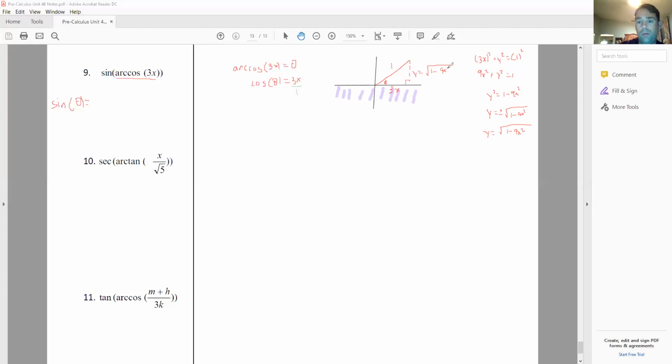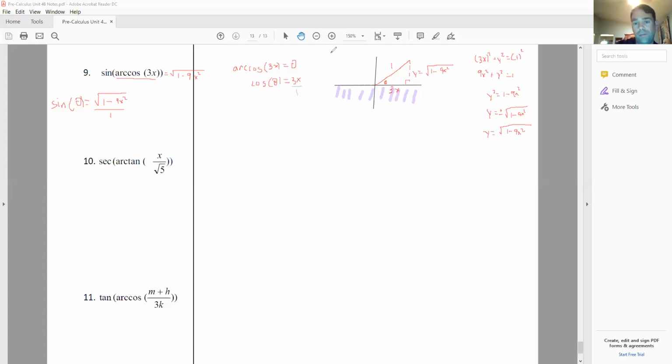Okay, so now we know what our triangle looks like. Let's come back to what we were trying to deal with. We were looking at sine. Well, sine is the opposite over the adjacent. So, I'm sorry, opposite over the hypotenuse. So in other words, we had the opposite, the square root of 1 minus 9x squared, over the hypotenuse, which was 1. So this whole thing right here is the square root of 1 minus 9x squared.